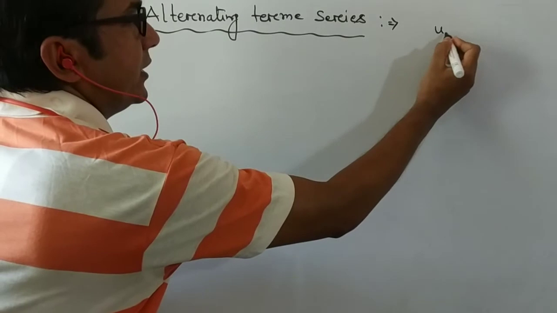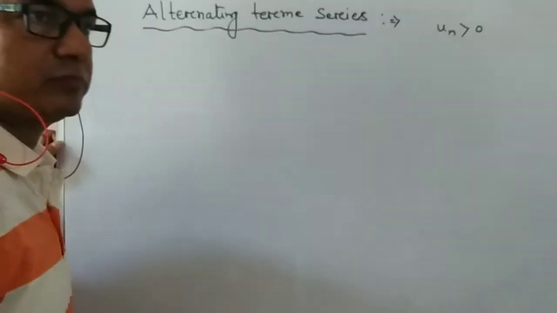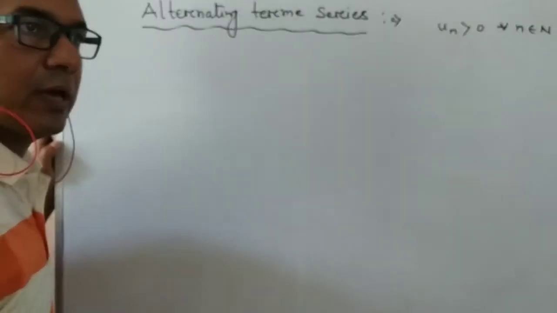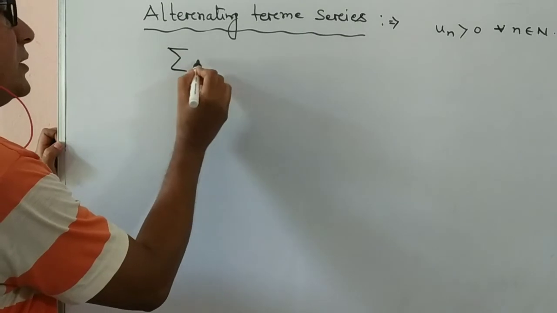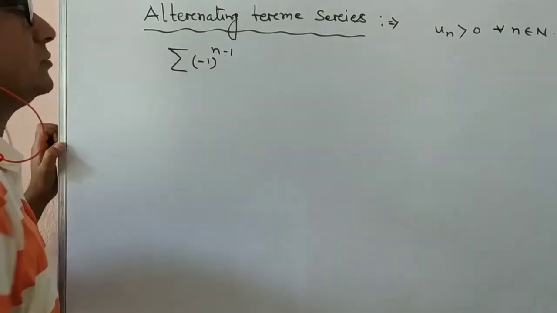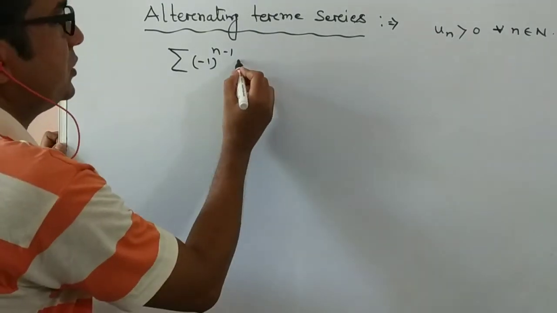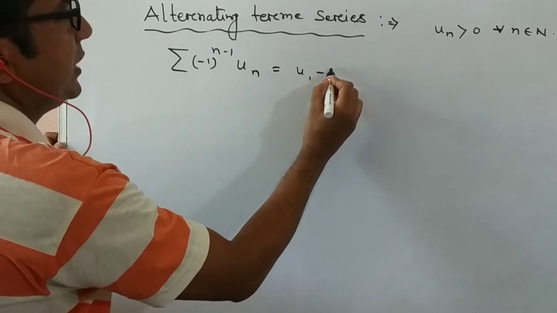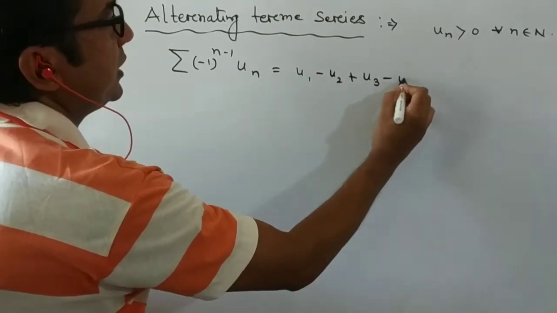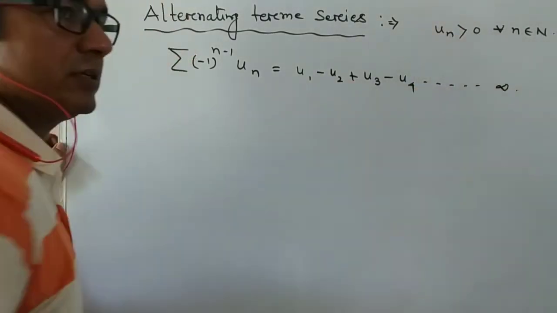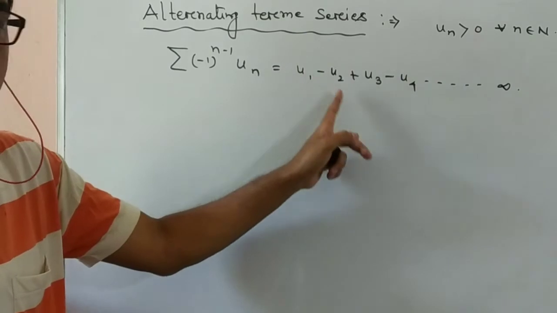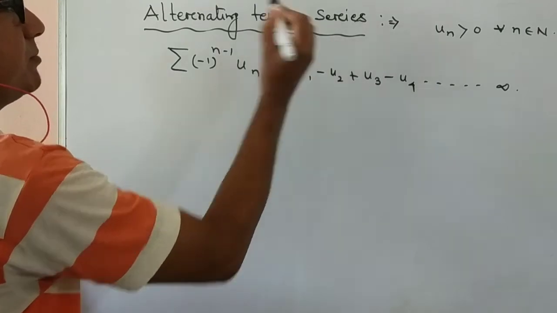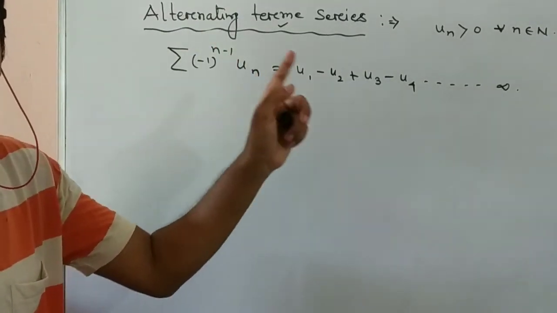If un is greater than 0 for all n belonging to capital N, then the series (-1)^(n-1) un, that is u1 - u2 + u3 - u4 to infinity, which is alternately positive and negative, positive and negative, is called an alternating term series.